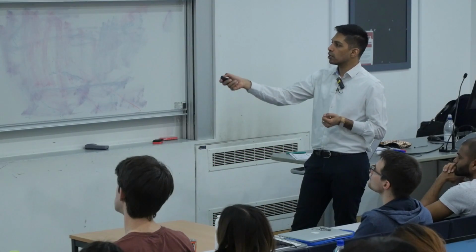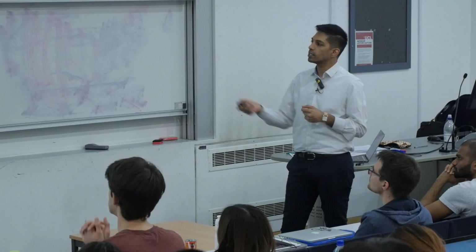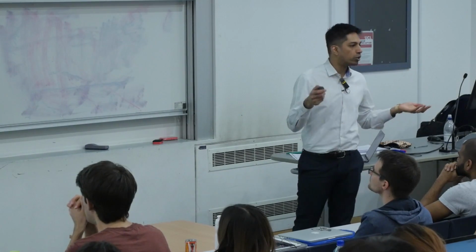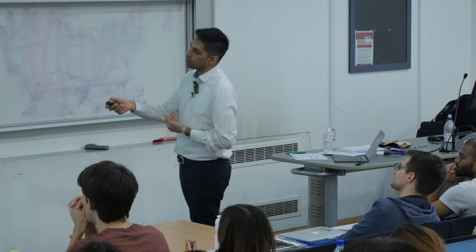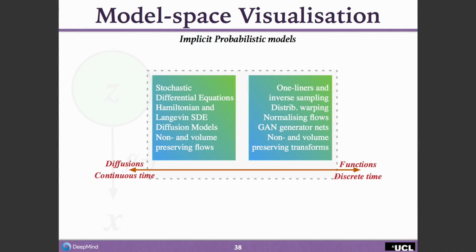The ones we're going to look at this time are functions that operate in discrete time, but you could also easily look at these kinds of implicit models which are diffusions based in continuous time. So we're going to look at one-line sampling transformations, which we looked at in the earlier trick. Normalizing flows fit into this, which we won't discuss today, and generator networks in GANs, and volume and non-volume preserving optimizations. But you've already seen some of these if you looked at the Langevin SDE or Hamiltonian Monte Carlo or simple physical stochastic differential equations.